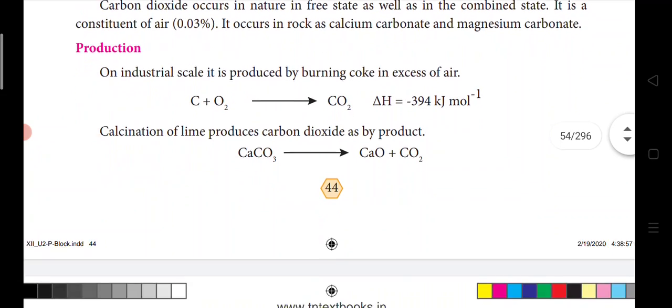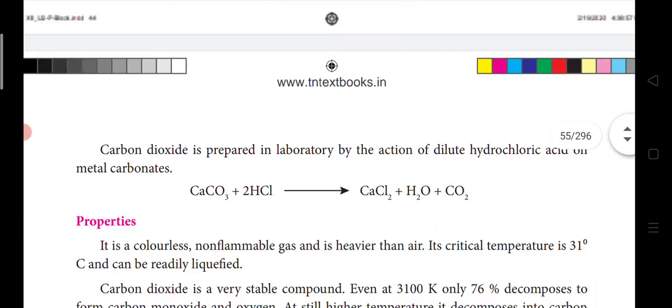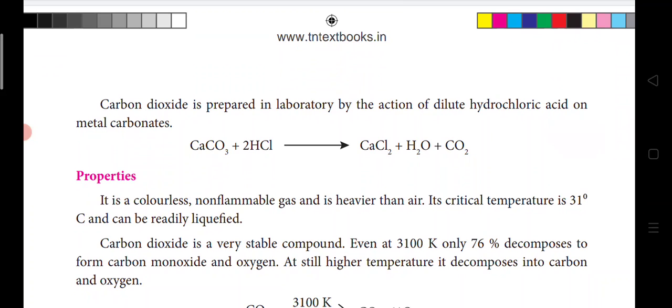So this is prepared on an industrial scale by burning coke in excess of air. We will get carbon dioxide, which is an exothermic reaction, and calcination of lime produces carbon dioxide as a product. And carbon dioxide is prepared in the laboratory by the action of dilute hydrochloric acid on metal carbonates. So in the laboratory, just the reaction of calcium carbonate and hydrochloric acid, you will get carbon dioxide gas.